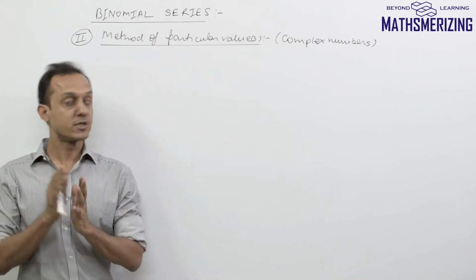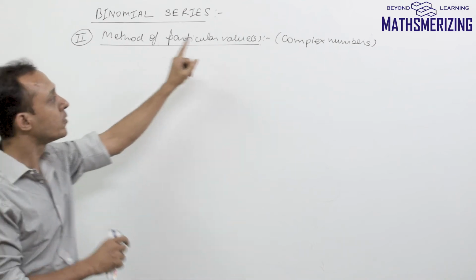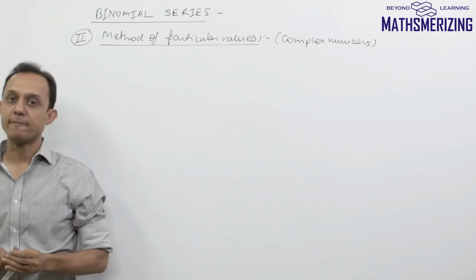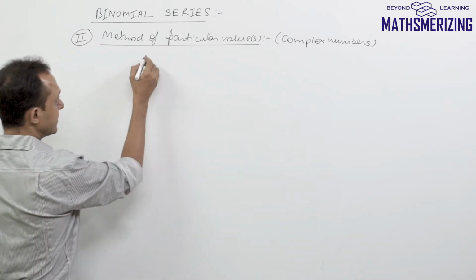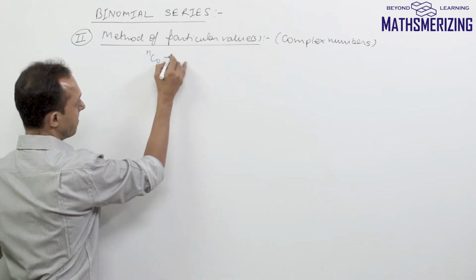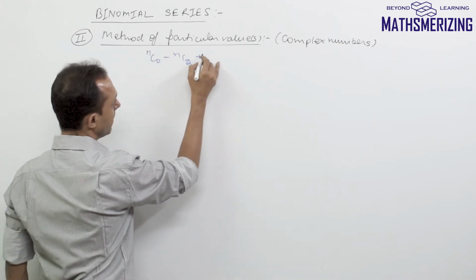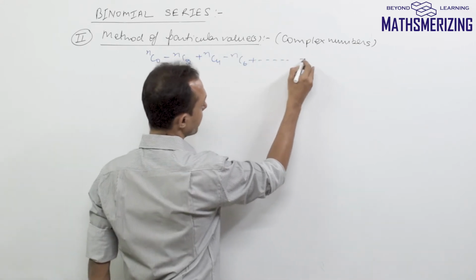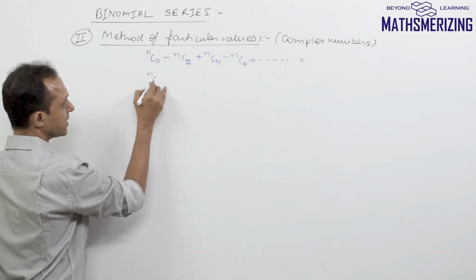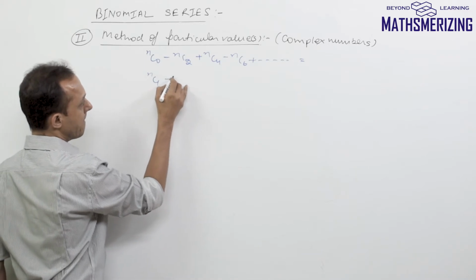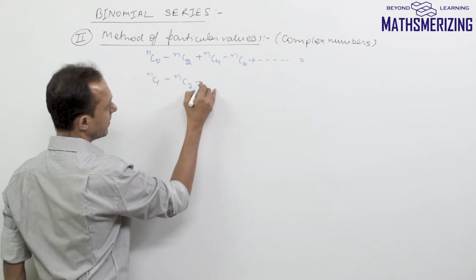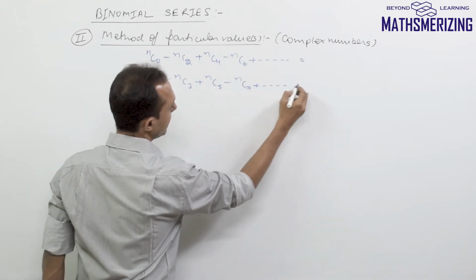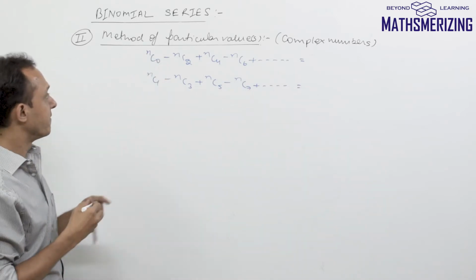Now there may be some questions in binomial series where we need to put complex numbers in this method instead of particular values. Say for example, suppose I have to find the sum of the series nC0 minus nC2 plus nC4 minus nC6, or I have to find the sum of the series nC1 minus nC3 plus nC5 minus nC7. So here we have skipped one term.